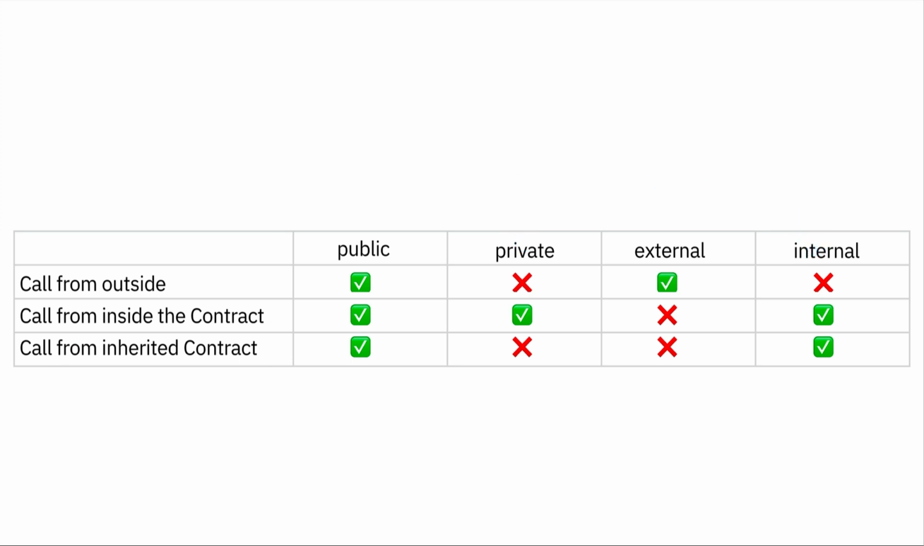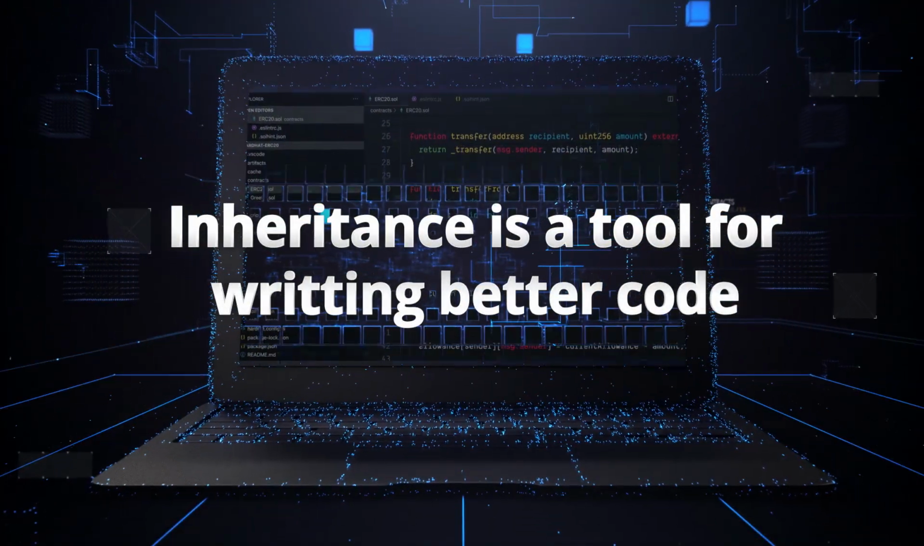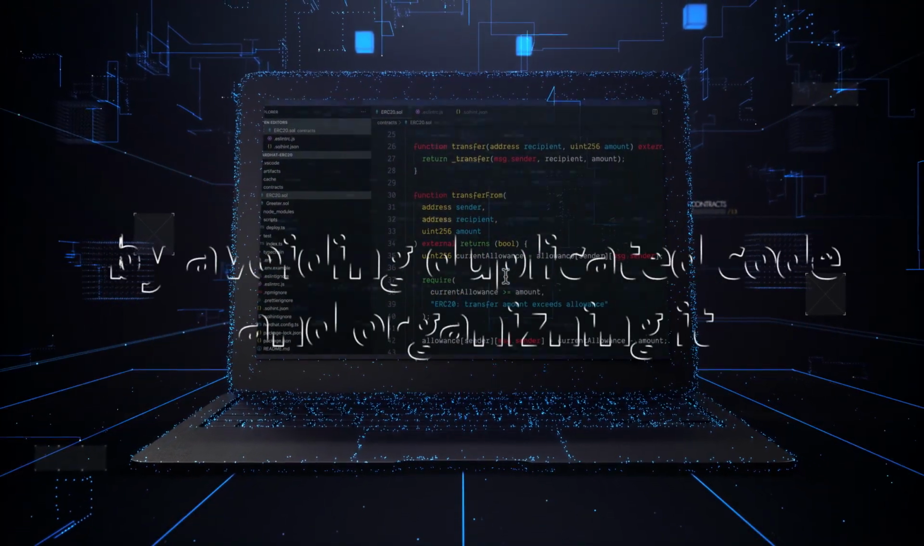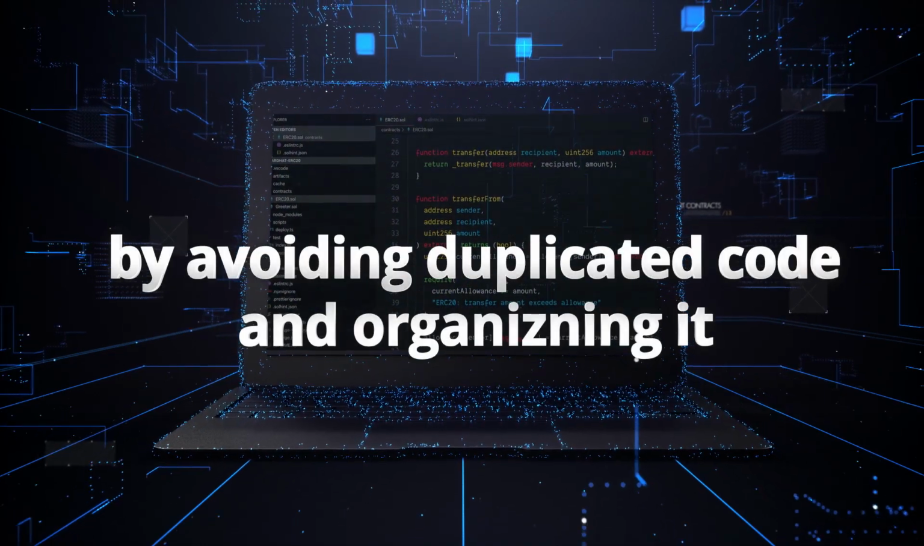A private function can only be used in the contract itself, but internal may also be used for any contract that inherits from that one. And the result of inheritance of contracts is always just one single contract. So Solidity combines all the functions and state into a single contract. So we could also just write it all in one contract, basically. Inheritance is only a tool for writing better code by avoiding duplicated code and organizing it.